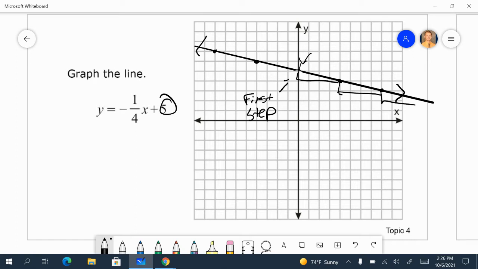And then I went the other way too. I went up 1 and backwards 4, up 1 and backwards 4. So that's how you graph that one.